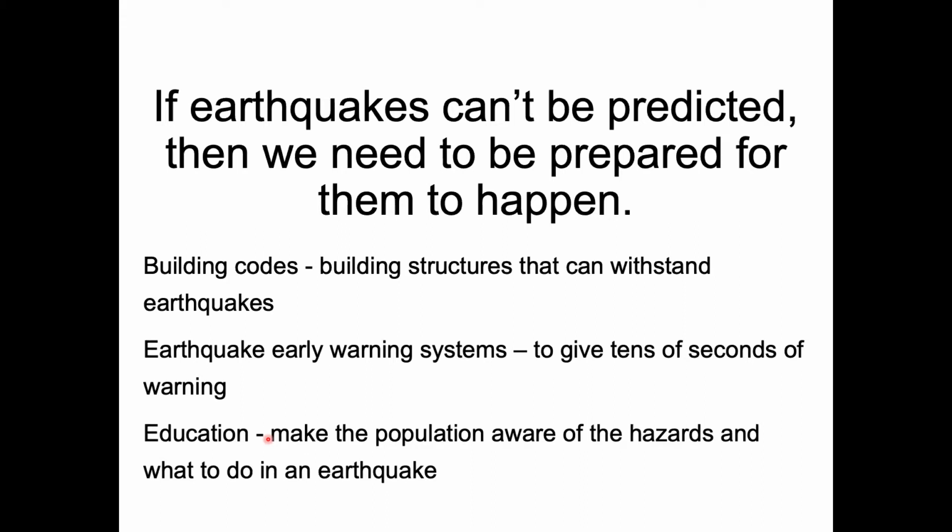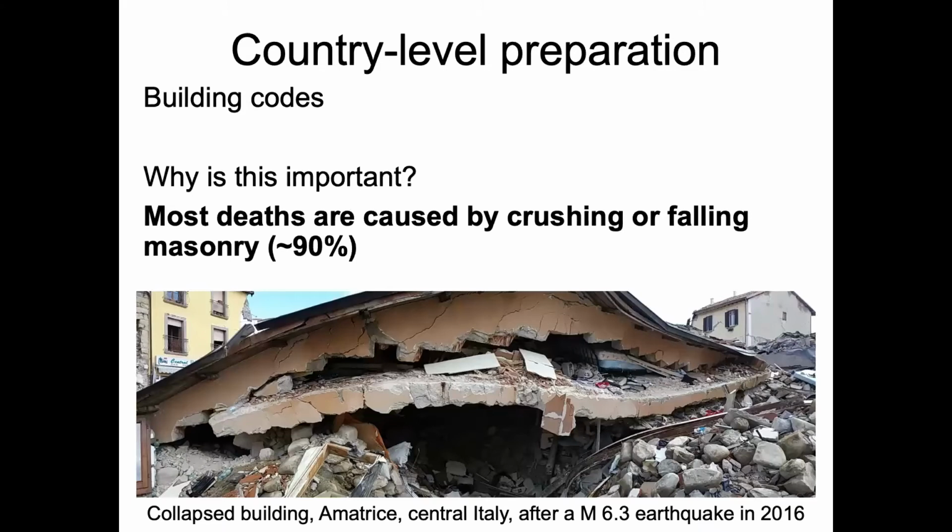So developing building codes is really important because most deaths in earthquakes are caused by crushing or falling masonry. There's a saying that it's not earthquakes that kill people, buildings do. So this is a photograph of a building in central Italy after an earthquake in 2016. And you can quite clearly see that the roof has collapsed.